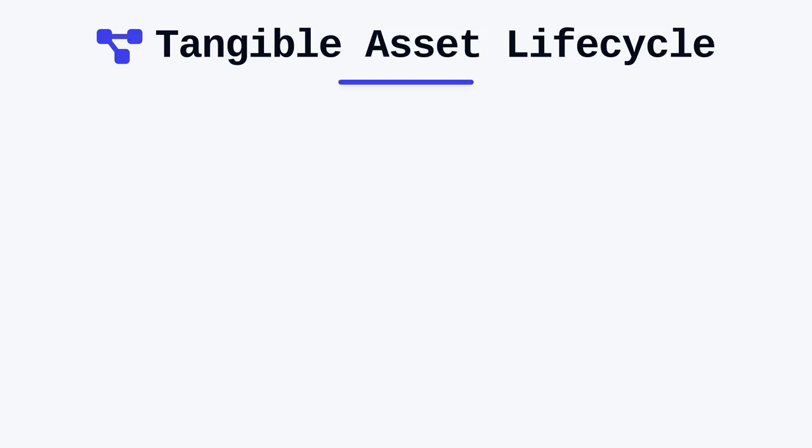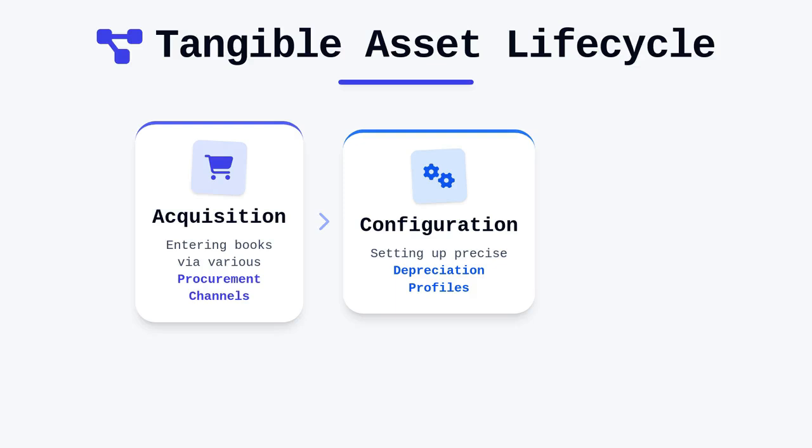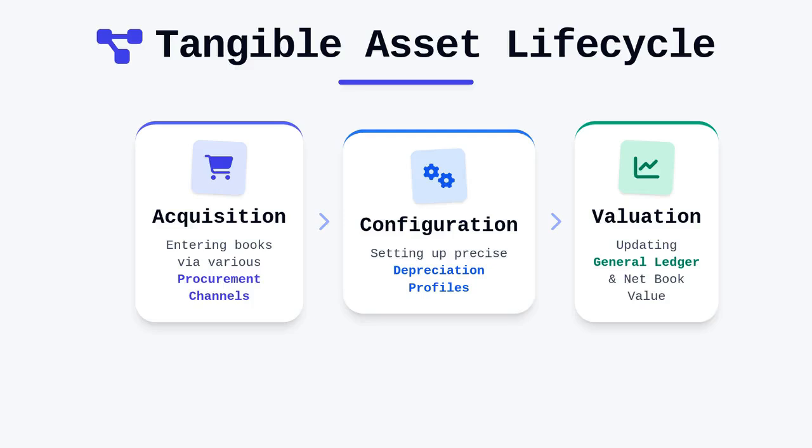You will learn to navigate the acquisition process through various procurement channels and understand the configuration of depreciation profiles essential for accurate financial reporting. By the end of this module, you will have a clear grasp of how periodic depreciation runs update the general ledger and impact the net book value of your company's investments.